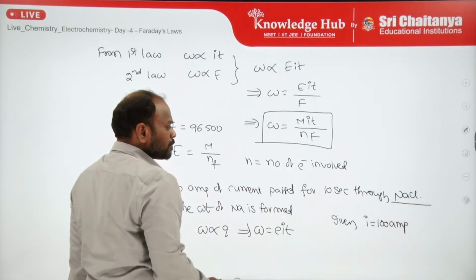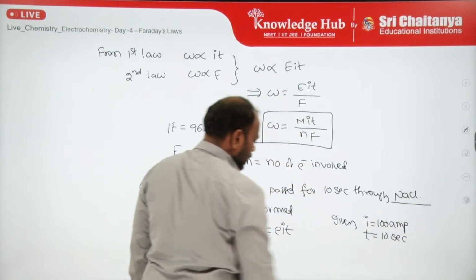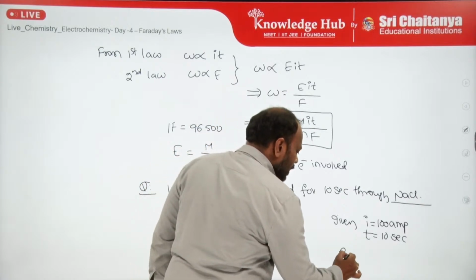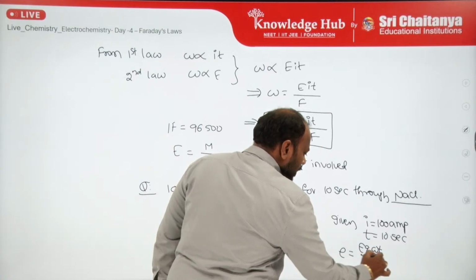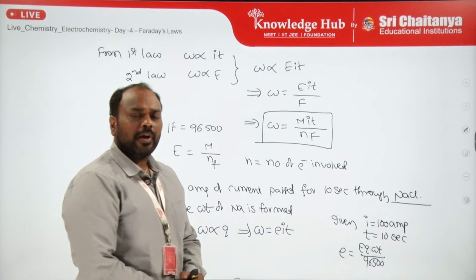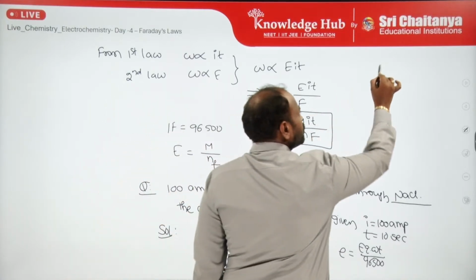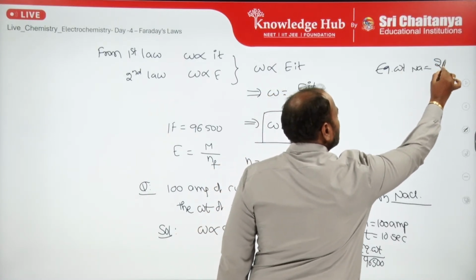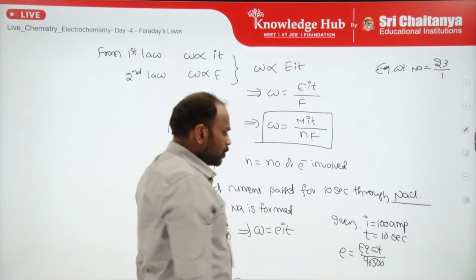And how much time has passed? 10 seconds. E means equivalent weight or electrochemical equivalent weight. What's the value? Equivalent weight by 96,500. What's the equivalent weight of sodium? The equivalent weight of sodium is equal to gram molecular weight 23 by 1, because sodium gets the 1 charge. So what do we get here?